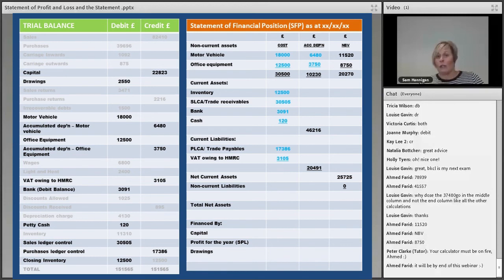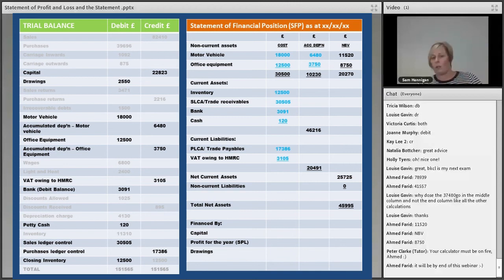So on this one, we've got total non-current assets of 20,270 plus the net current assets of 25,725. If I'd got any non-current liabilities, I would deduct them, but I haven't got any. So I'm just adding those two figures together, which will give me total net assets of 45,995. Okay, so that's the top half of your statement of financial position. It was easier when they called it a balance sheet because you're balancing from the top half to the bottom half.